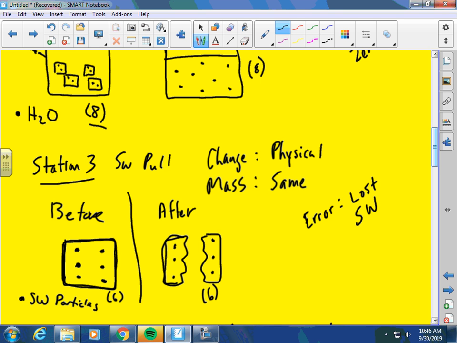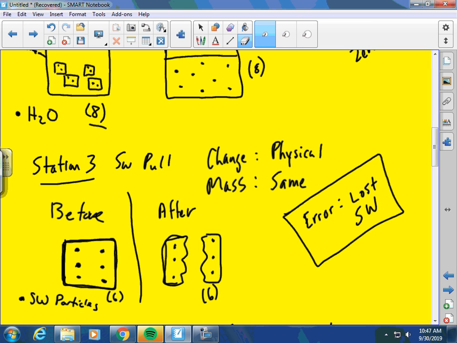Okay, now showing a decrease in mass on this, probably because we had steel wool stick to our fingers or fall off the watch glass. So obviously in the real scenario, we're kind of losing some of the particles. In the real scenario, it might have been that there were only like 5 dots here and maybe 1 dot that fell off. Okay, that's a possibility. Cool.